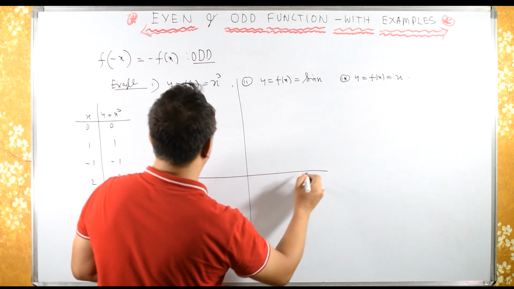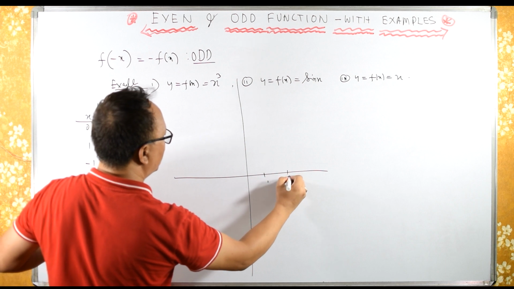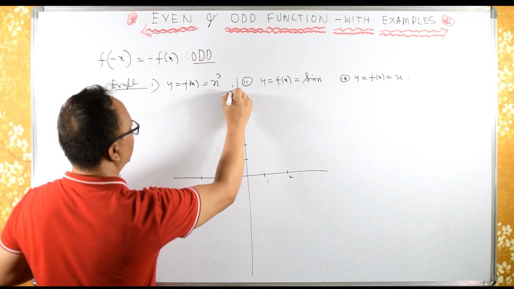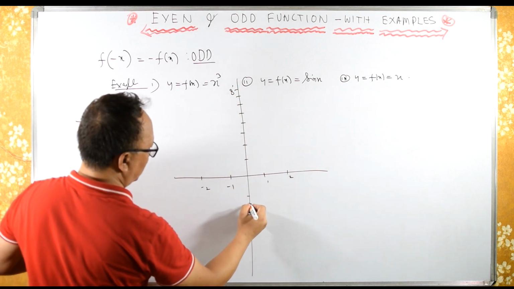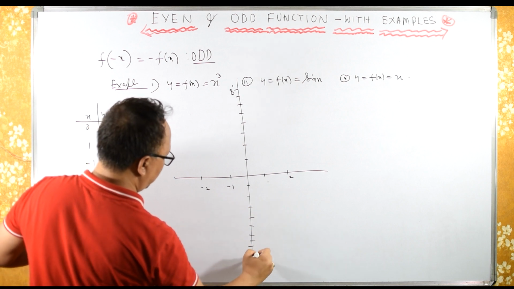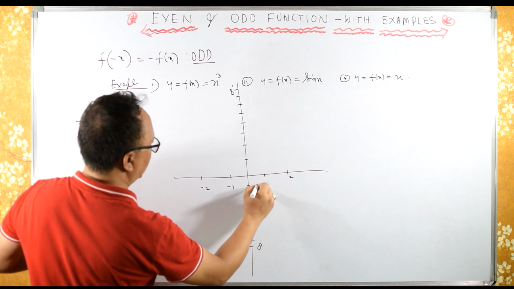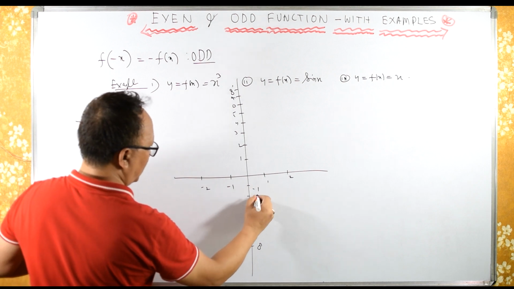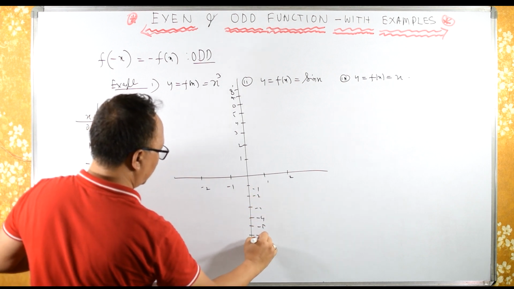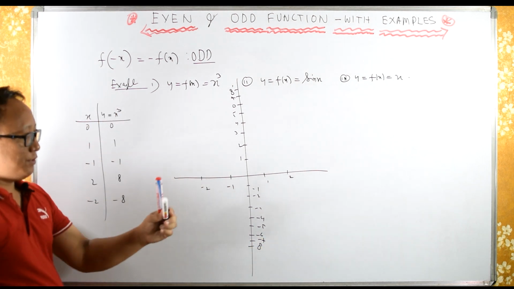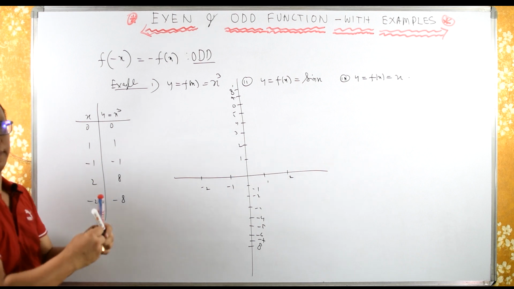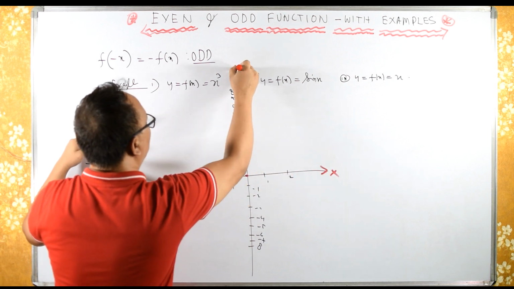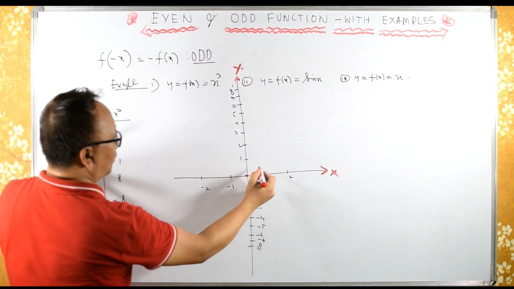Here x is ranging: 1 and 2, minus 1 and minus 2, and the y values 1, 2, 3, 4, 5, 6, 7, 8, and minus 1, minus 2, minus 3, minus 4, minus 5, minus 6, minus 7. When x equals 0, y is 0, so 0, 0 satisfies over here. Say this is the x-axis, this is the y-axis. When x equals 1, y is 1 over here.